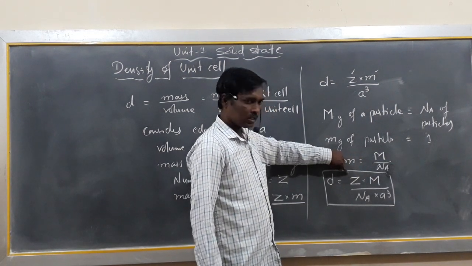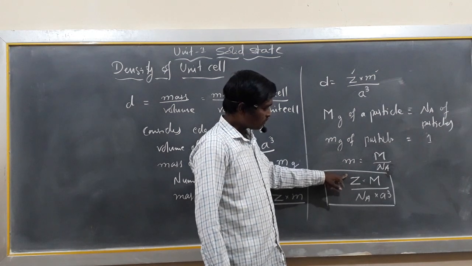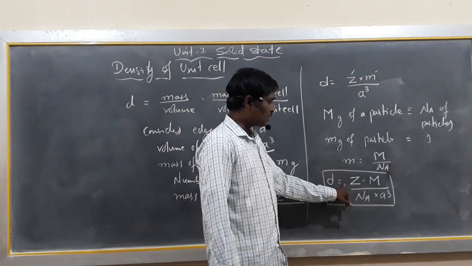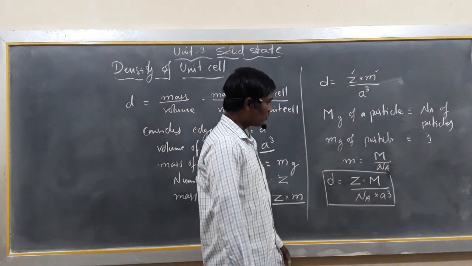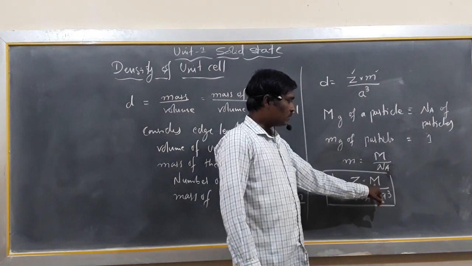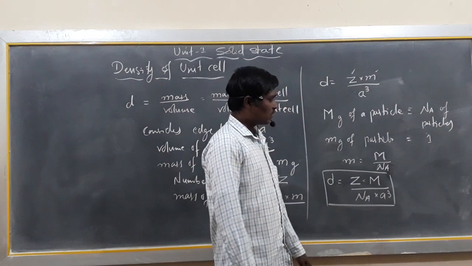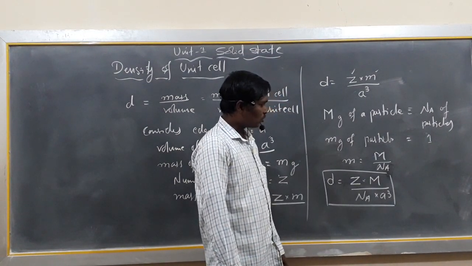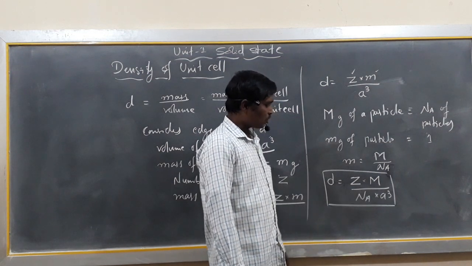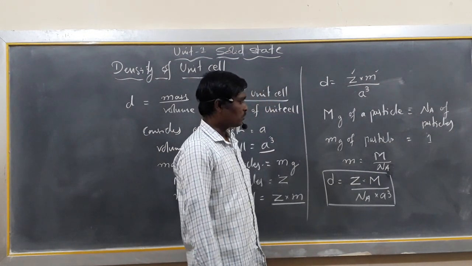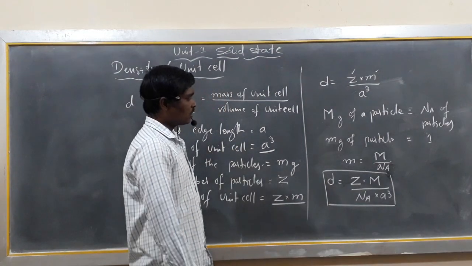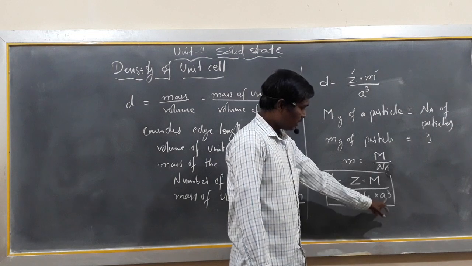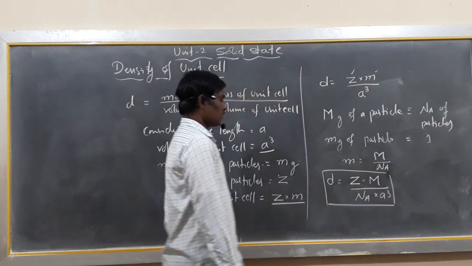If the unit cell is simple cubic, its value is 1. If BCC, its value is 2. If it is FCC, that is face centered cubic, its value is 4. And capital M is the gram molecular mass of a substance, of an atom or a molecule. And Na is Avogadro's number, with value 6.023 into 10 raised to 23. And a cube is the volume of the unit cell, where a is the edge length.